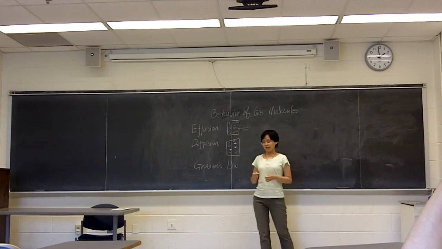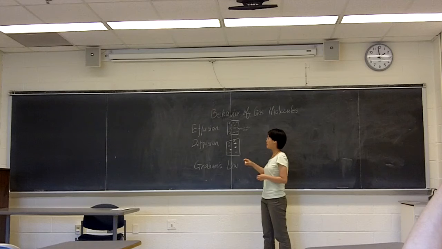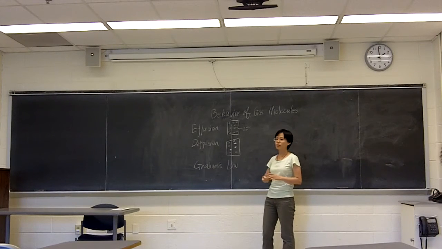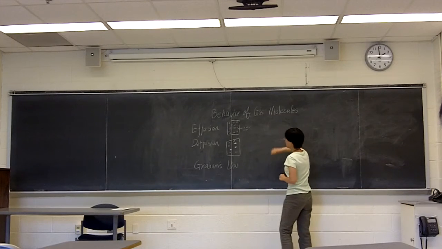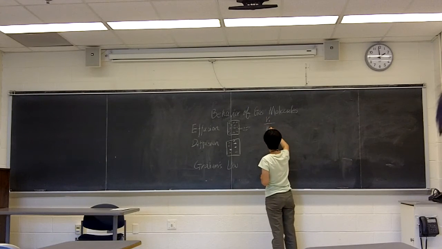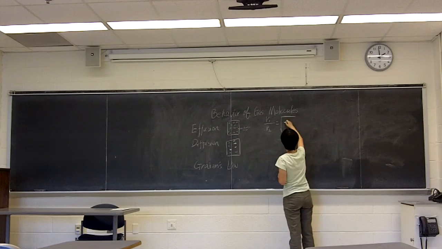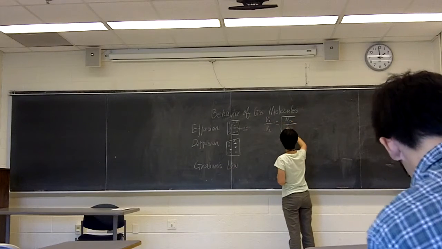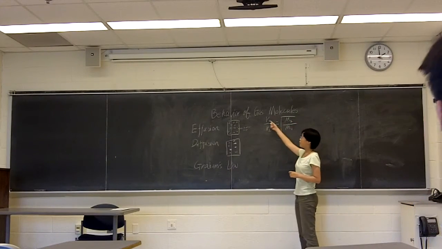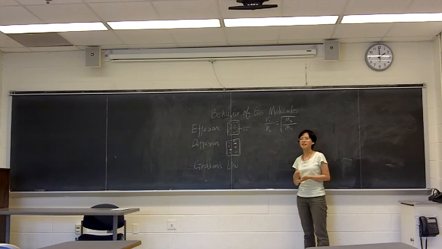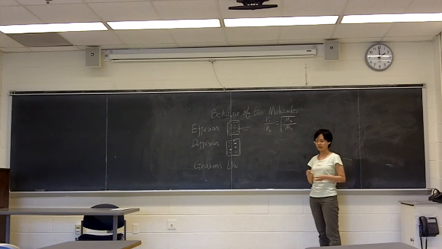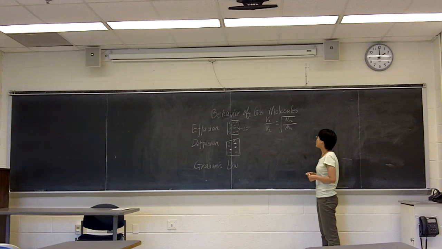Graham found that the effusion rate of a gas is inversely proportional to the square root of its molar mass, and the equation can be written as R1 over R2 equals the square root of M2 over M1. In the equation, R1 is the diffusion rate of gas number 1, R2 is the diffusion rate of gas number 2, and M1 is the molar mass of gas 1, and M2 is the molar mass of gas 2.